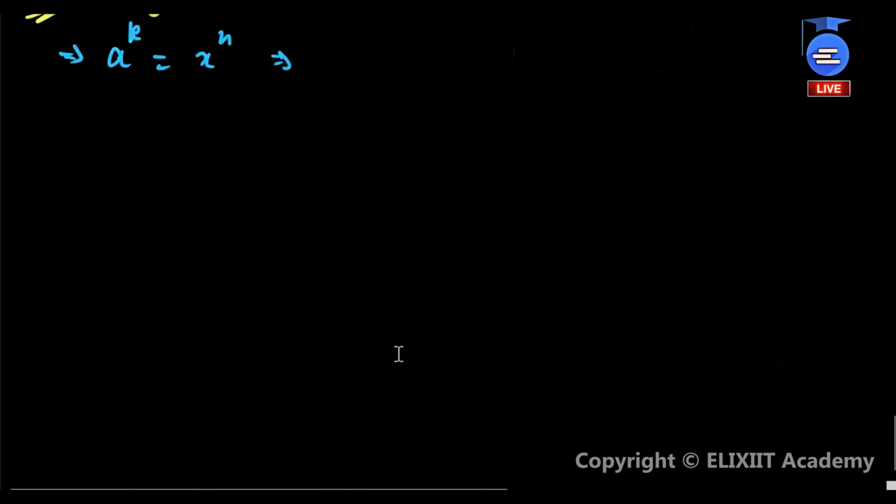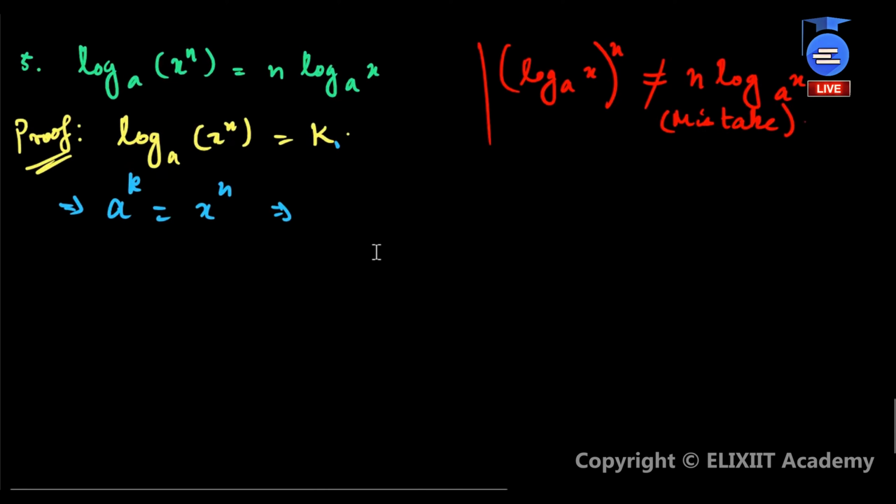So we continue with the properties. The proof of this property. And the mistake also I have given, which is log x base a raised to the power n is not equal to n log x base a. So log x to the power n base a is equal to k. This means a to the power k is equal to x to the power n. How do we get this? Definition of log. Convert log to anti-log. So we have a to the power k is equal to x to the power n.